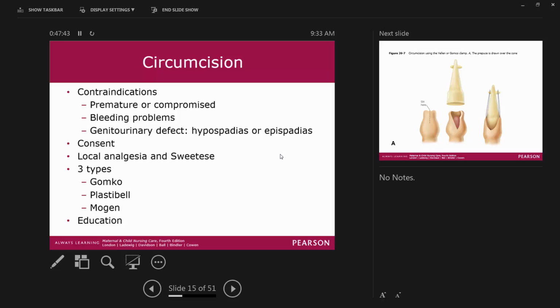And I'll tell you about them. I don't know anything about the Mogen. I've never used the Mogen, but I've used the other two. And then we're going to educate our patients on how to care for their circumcision, okay?